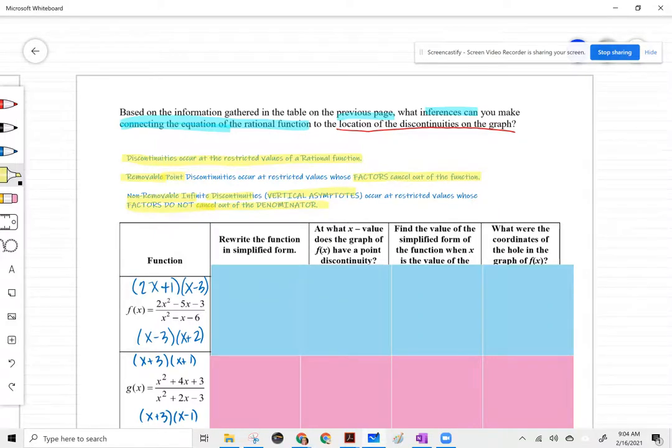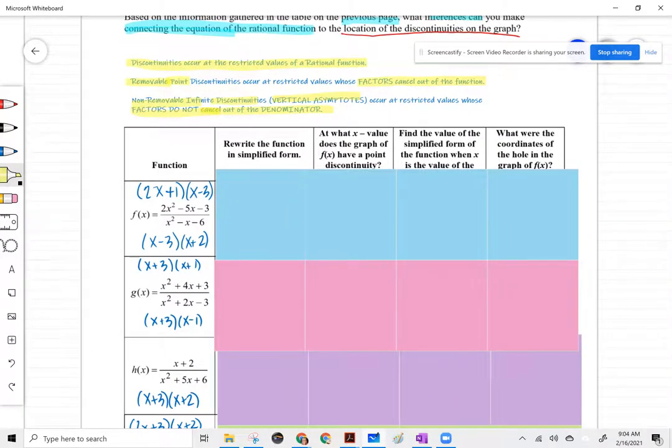Okay, so let's take a look at function f of x right here. And I put in the factored form of that. It says rewrite the function in simplified form. When I say simplified form, that's when you're going to go ahead and cross out those common factors. So that's what we end up getting.